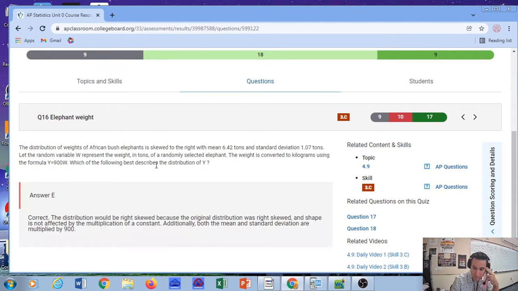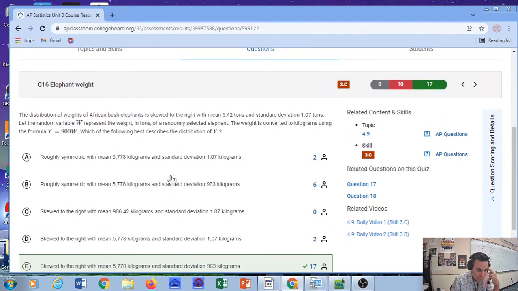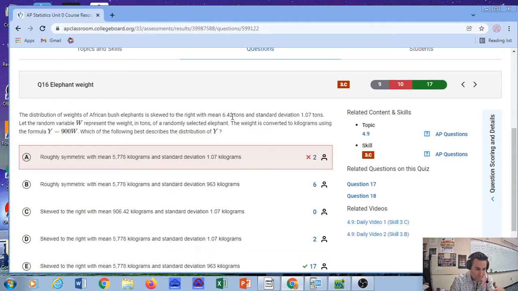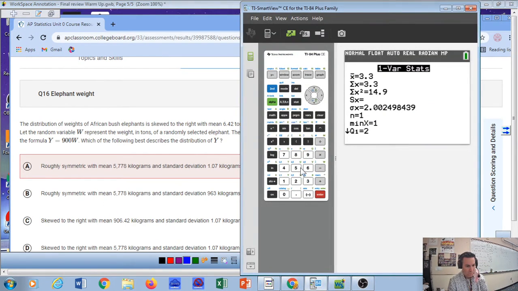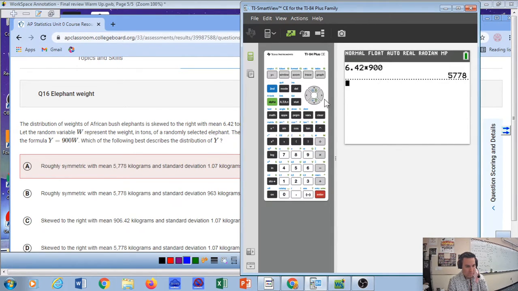This elephant problem wants to know if you multiply the elephant weight by 900, what's the new distribution? Well, the distribution shape should match the shape that it was. You're not going to be able to change the shape. So if it was skewed right, it's still going to be skewed right. And take the old mean, times it by the 900, and you get the new mean, which is some big number, 900 times 6.42. And that gives you 5778, and that's the new mean.